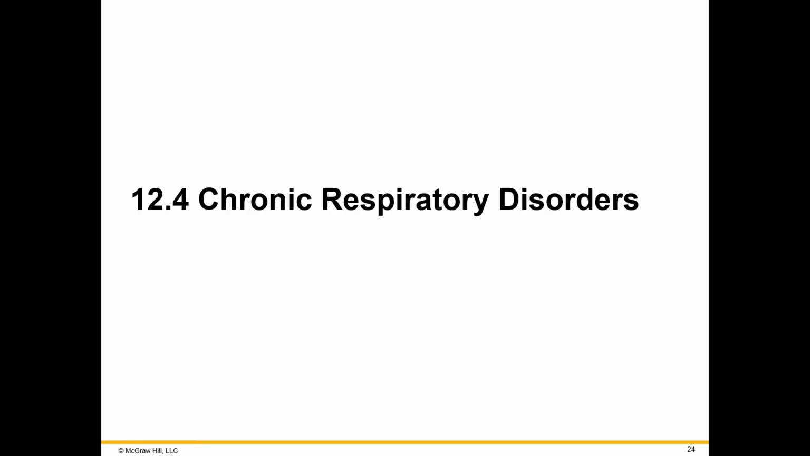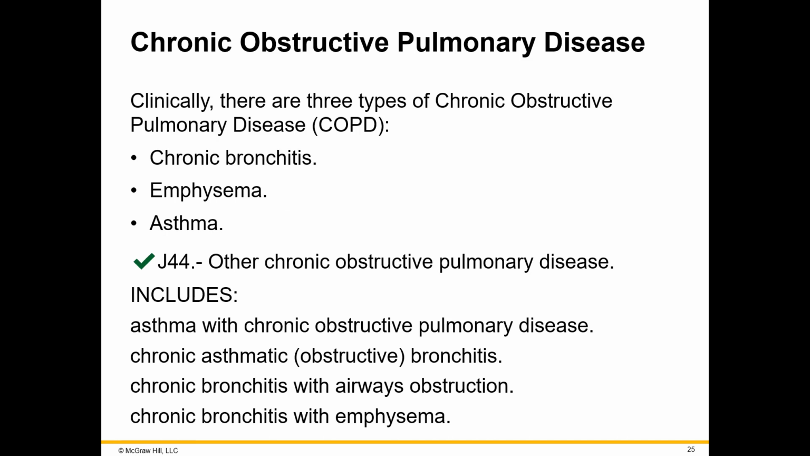12.4, chronic respiratory disorders. Chronic obstructive pulmonary disease. Clinically, there are three types of COPD: chronic bronchitis, emphysema, and asthma. J44, other chronic obstructive pulmonary disease, includes asthma with chronic obstructive pulmonary disease, chronic asthmatic obstructive bronchitis, chronic bronchitis with airways obstruction, chronic bronchitis with emphysema.